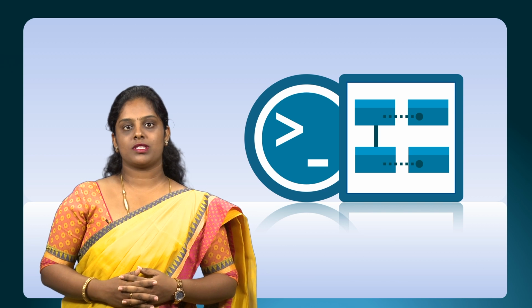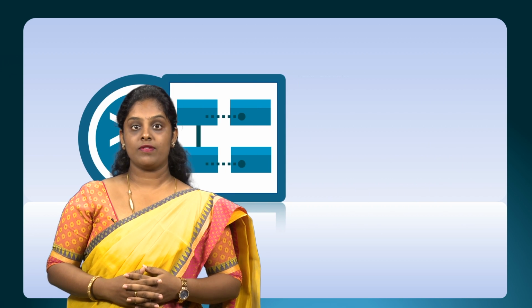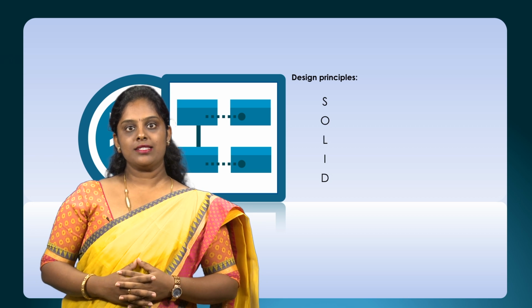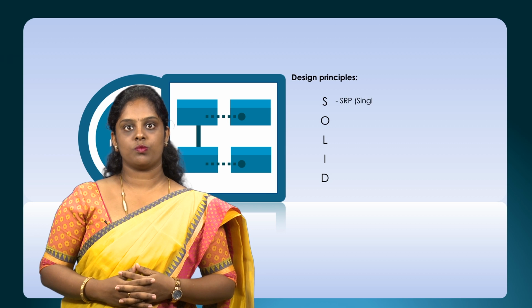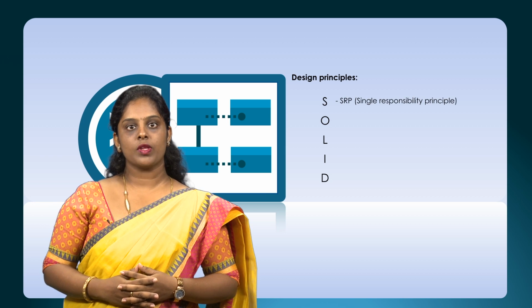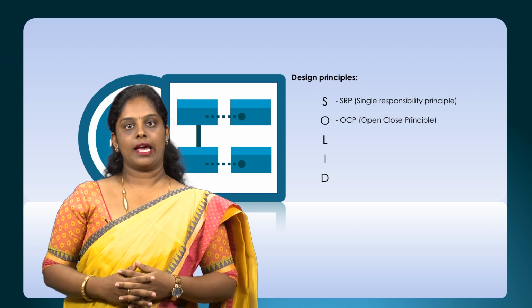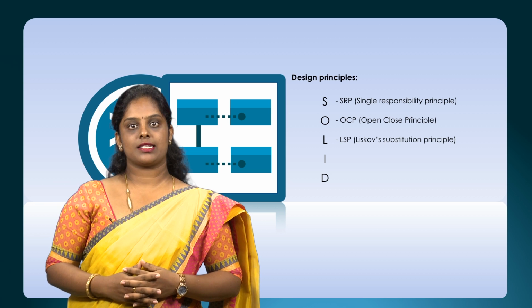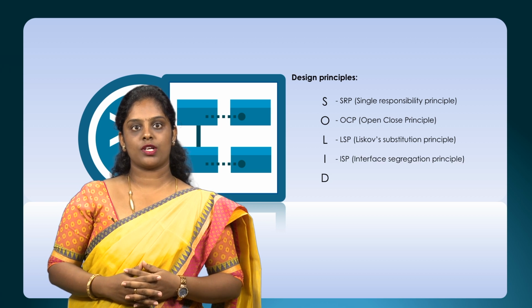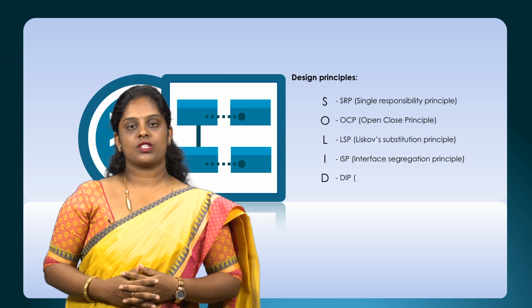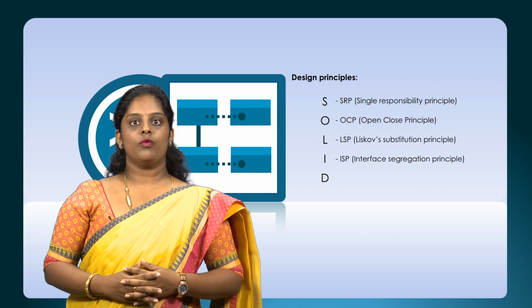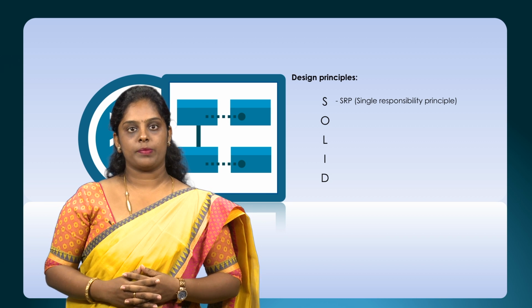How many types of design principles have been identified? There are 5 design principles which are well known as SOLID principles. They are S, which stands for SRP, which means Single Responsibility Principle. O stands for OCP, which means Open Closed Principle. L stands for LSP, means Liskov Substitution Principle. I stands for ISP, which means Interface Segregation Principle. D stands for DIP, which means Dependency Injection or Inversion Principle. We will begin with the first principle, SRP.